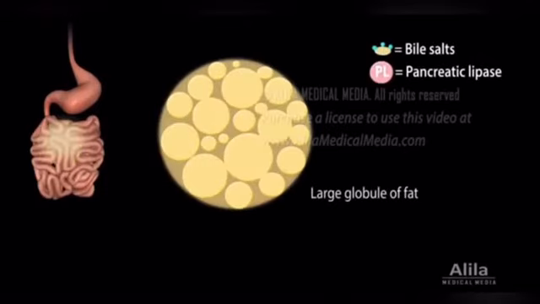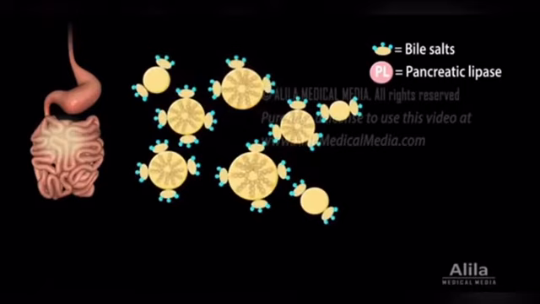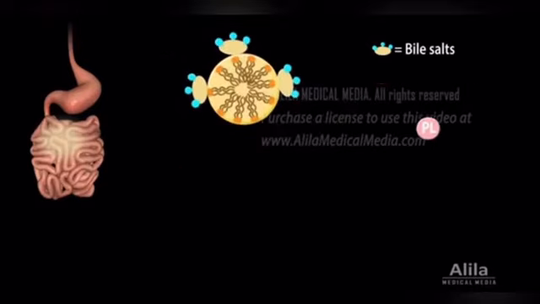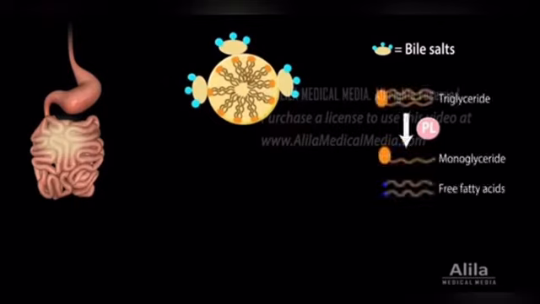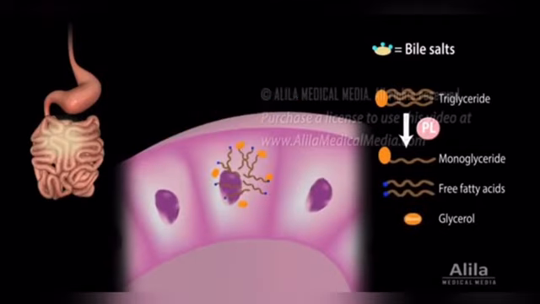Bile salts emulsify fats. They act as a detergent, breaking large globules of fat into smaller micelles, making them more accessible to lipase. Pancreatic lipase then converts triglycerides into monoglycerides, free fatty acids, and glycerol. These products move into the cells of intestinal epithelium, the enterocytes, inside which they recombine again to form triglycerides.